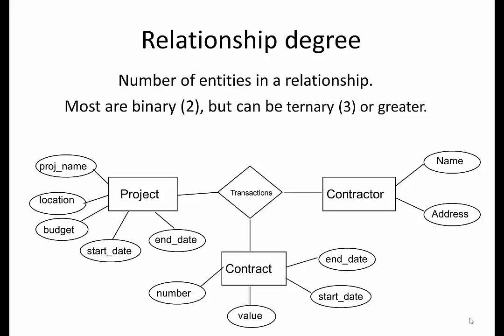Relationships can involve more than two entities. So for example, here's an example of a ternary relationship, which is called a transaction. Here we've got a project, some kind of project that's being done. We've got a contractor involved in it, somebody you're paying to do the job, and you've also got a contract. So the whole thing, the relationship, the transaction involves a project, a contract, and the contractor. So you can have ternary relationships, you can have quaternary relationships, whatever it goes up to.